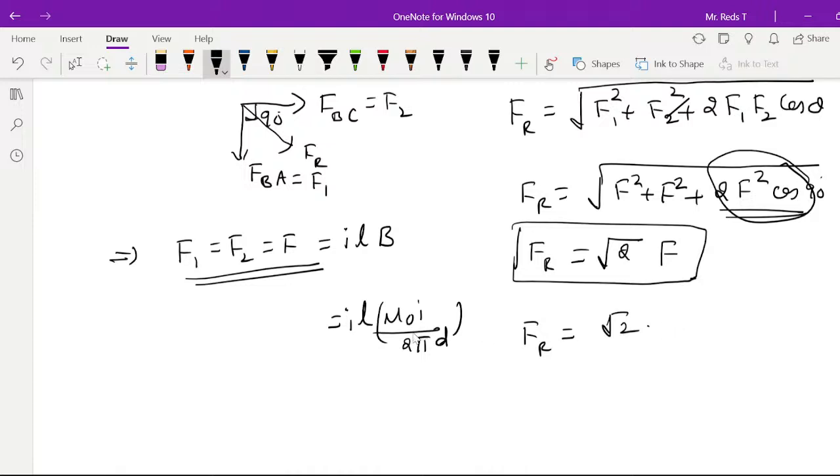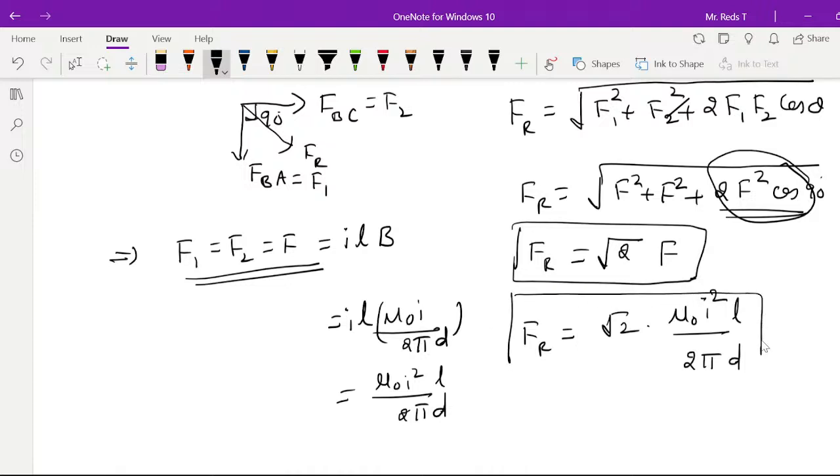F, which is mu naught I into IL. You can write it as, here itself you can write mu naught I square L by 2 pi d. So this you substitute here, mu naught I square L by 2 pi d. So if this is there in the options, you can choose this directly. Here, based on the given options, you have to simplify further.